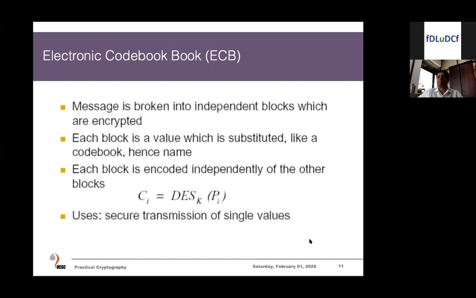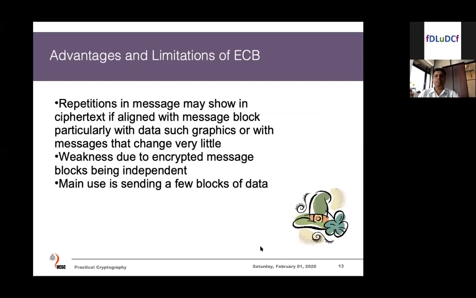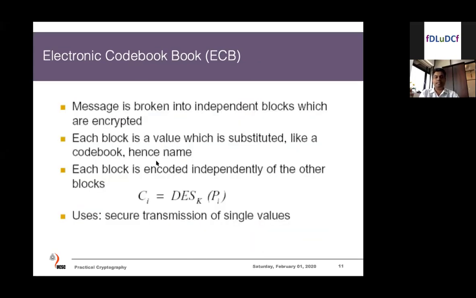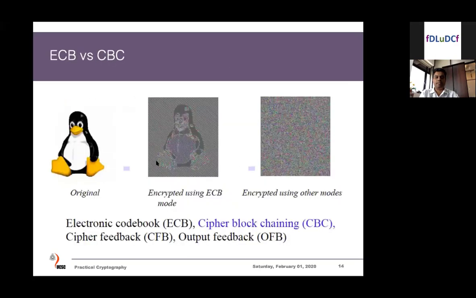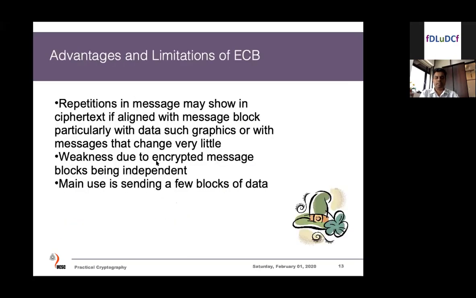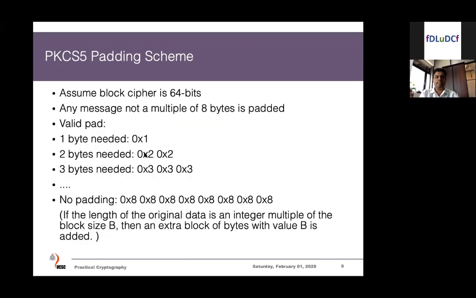Right. After we pad our data, we do the encryption. In order to do the encryption, we are using different encryption modes. One of the simplest modes we use for the encryption is called electronic codebook mode. I discussed it briefly last week as well. In the electronic codebook mode, what we do is divide our data into different data blocks like that.